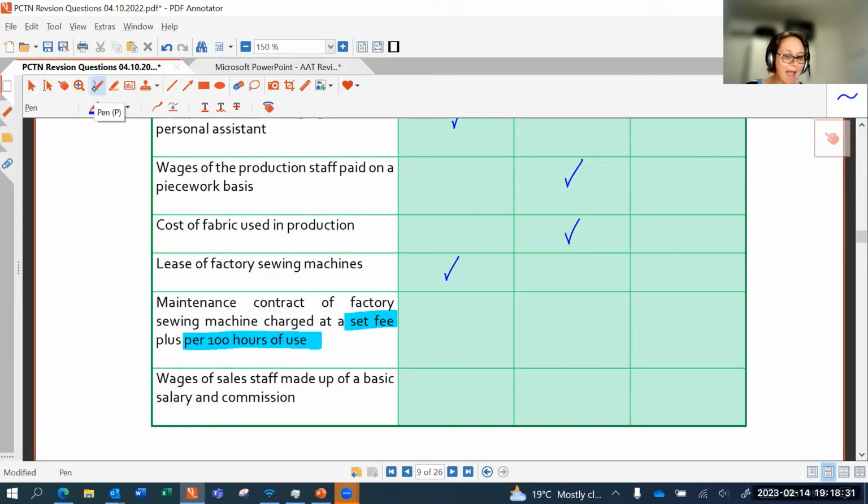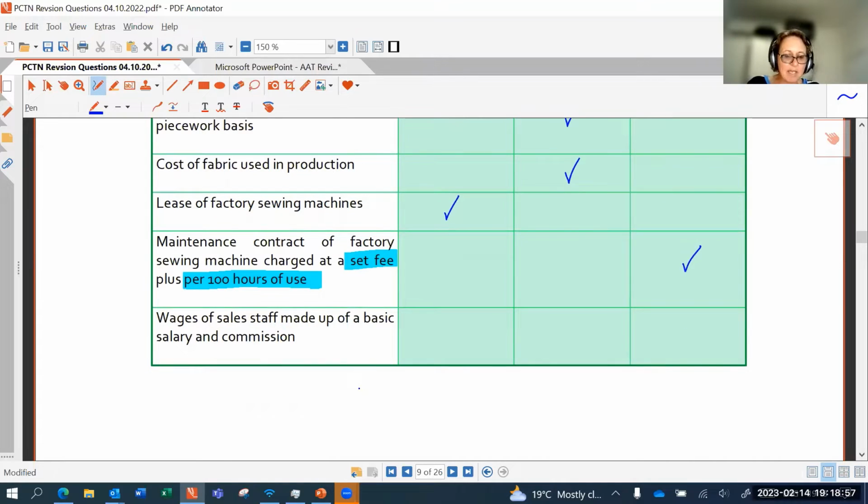Exactly right. We're not asked to do any calculations here, so there are no numbers really, other than the fact that we pay a little bit more for every 100 hours of use, but that is semi-variable. You are quite right. It has the fixed element, the set fee, but then we also pay more when we use it. Excellent. So it's a little bit of both, semi-variable or mixed cost.